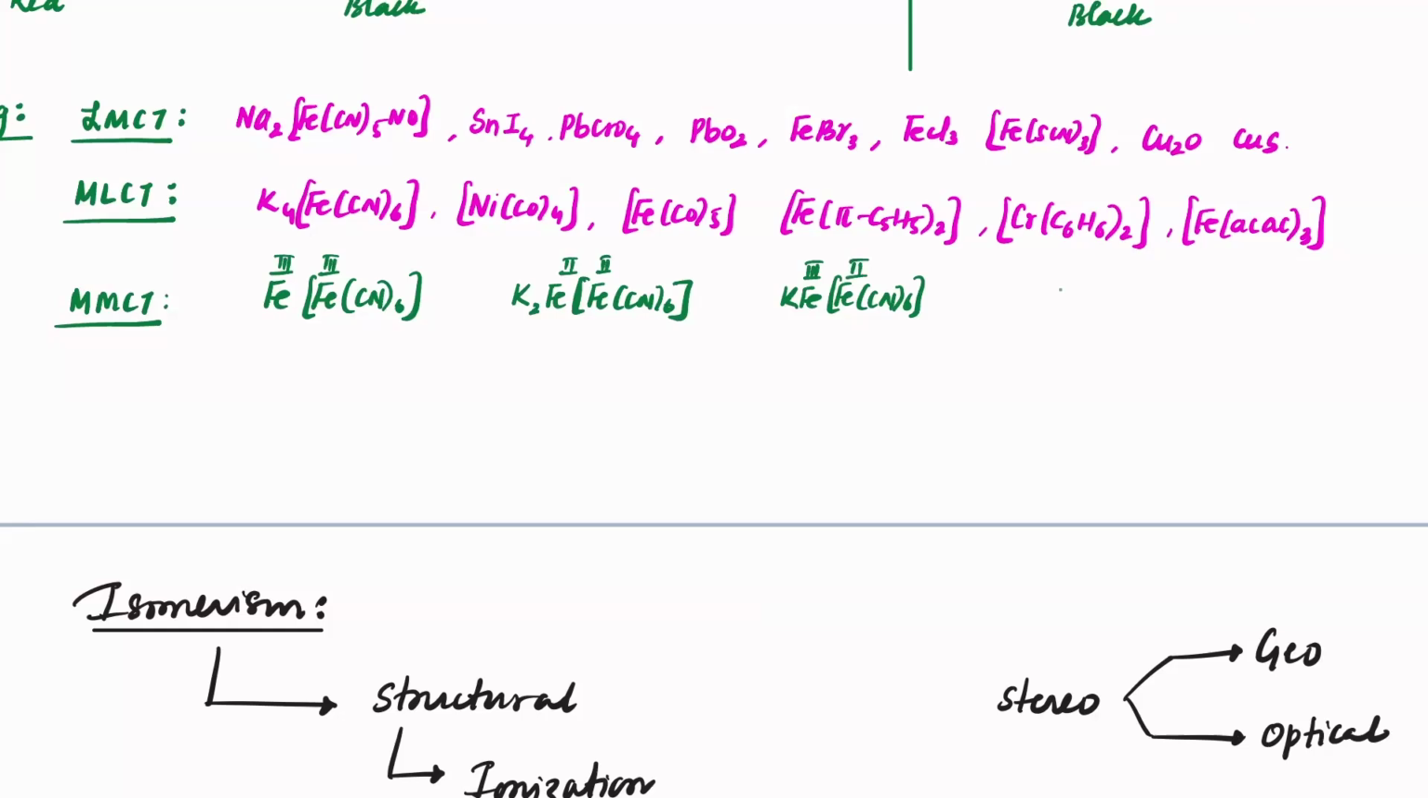Or lastly, earlier I think I have written it already. If you write it like this, Fe4[Fe(CN)6]3. This is the form which you have right now. Clear?